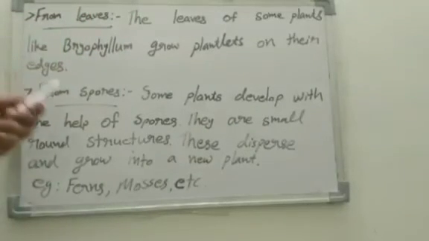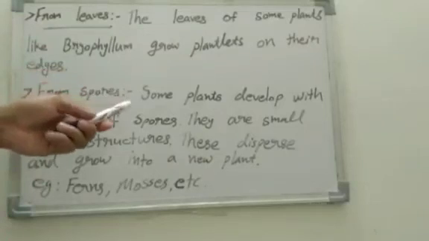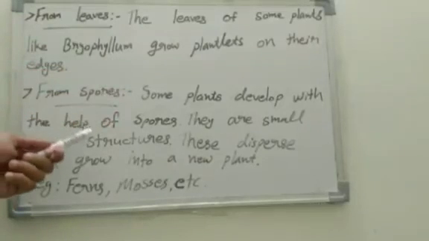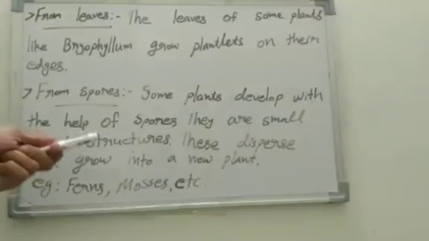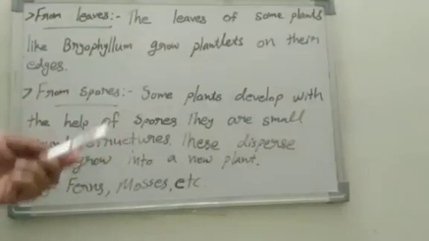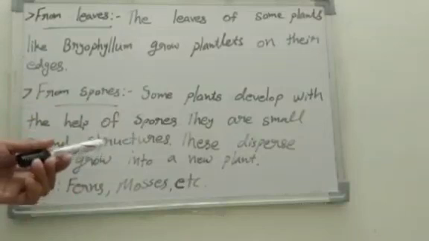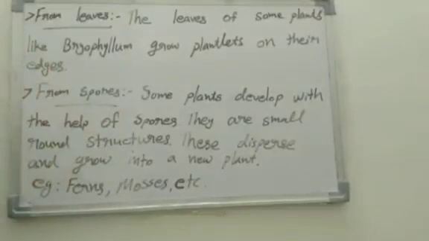Then from spores. Some plants develop with the help of spores. They are small round structures. These disperse and grow into a new plant. For example, ferns, mosses, etc.